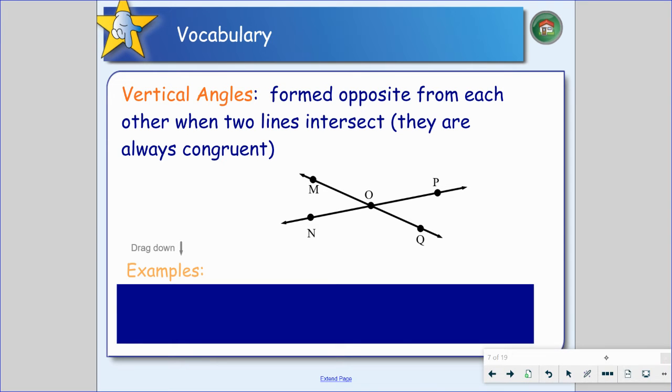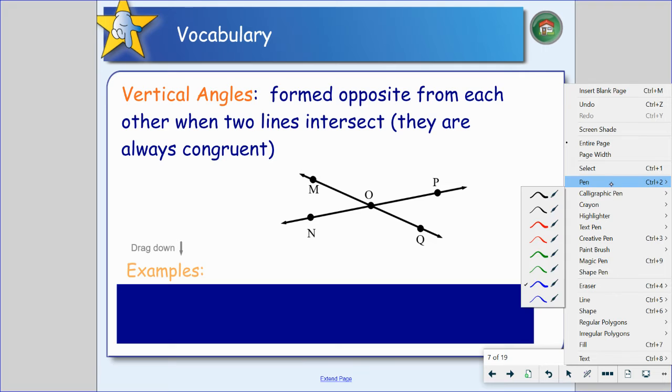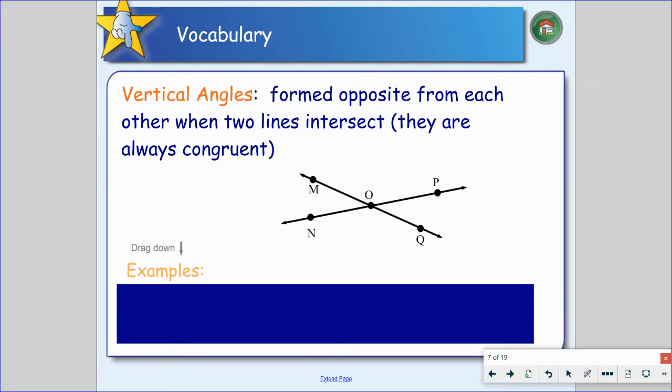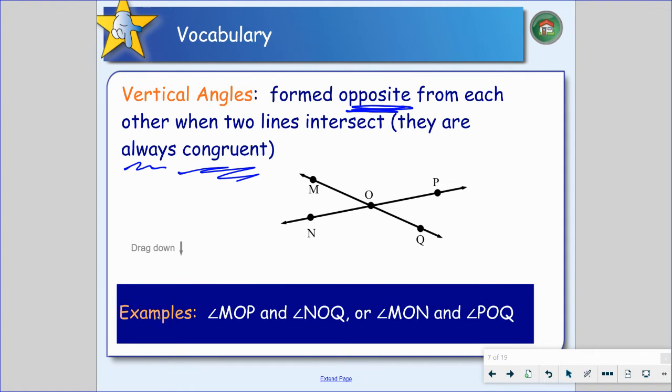Vertical angles is what we will start with, ladies and gents. Vertical angles are angles formed when they are opposite from each other when two lines intersect. And a note, they are always congruent. Think about that. So I could give you an example. I could actually give you a couple pairs of examples.